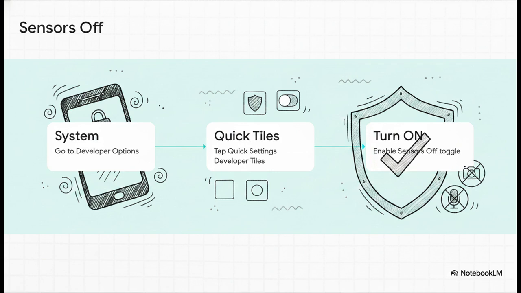Now, whenever you swipe down your notification panel at the top of your phone, you're going to see a brand new shield icon. Tapping this instantly hardware blocks the camera, the microphone, and all the physical sensors on the phone at the kernel level. No app, no matter what permissions it has, can access your mic or camera while that shield is active. It is absolute privacy peace of mind.